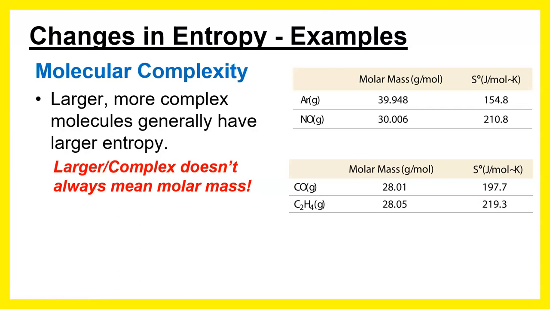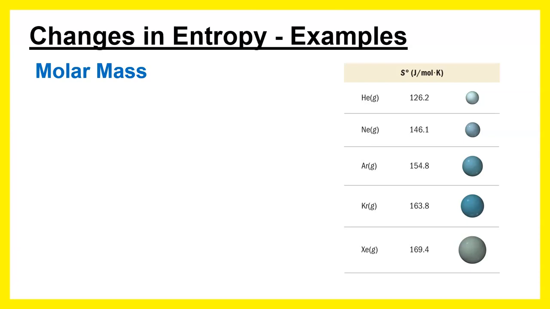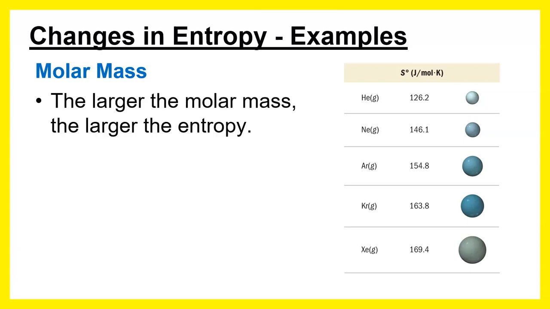The reason this complexity matters is because the more energy levels you have, the more arrangements of all that energy can be within those various states, which means it's more dispersed and there are more arrangements, more entropy. Molar mass can play a part, but we want to make sure that we are not ignoring the complexity factor.